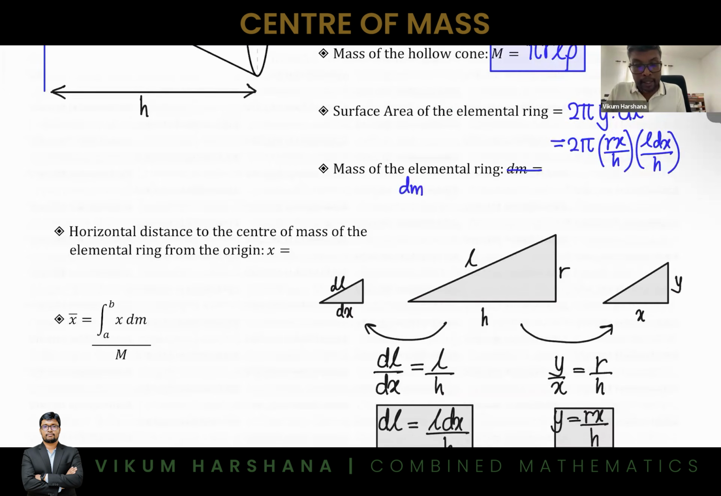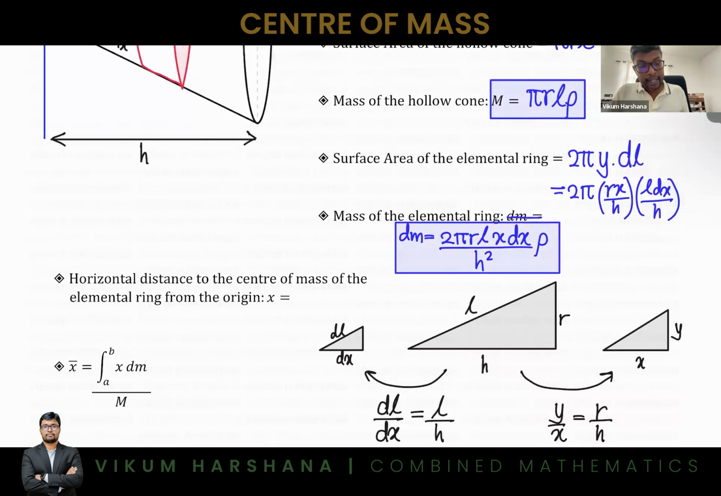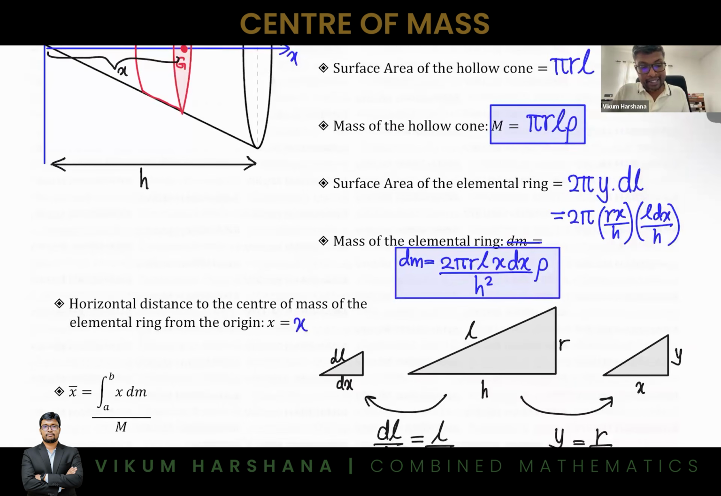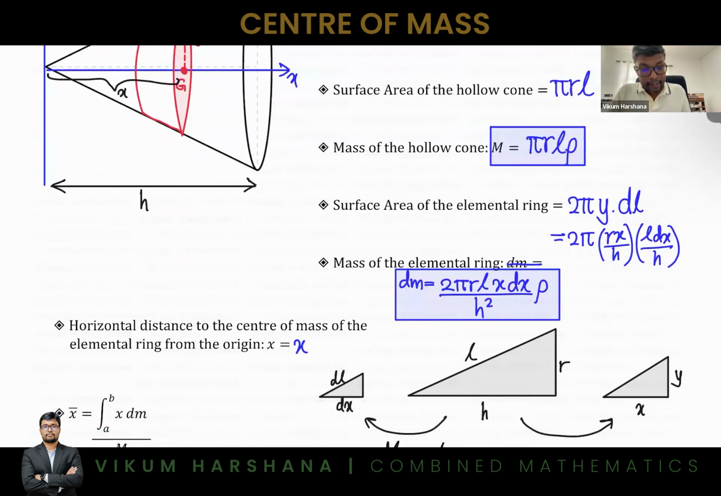So dm equals 2 pi r L x dx divided by h squared into rho. So that will be the mass of the elemental ring. That's it. Okay. So here x is still x, right? Yeah. Horizontal distance to the center of mass of the elemental ring from the origin is x. Done.